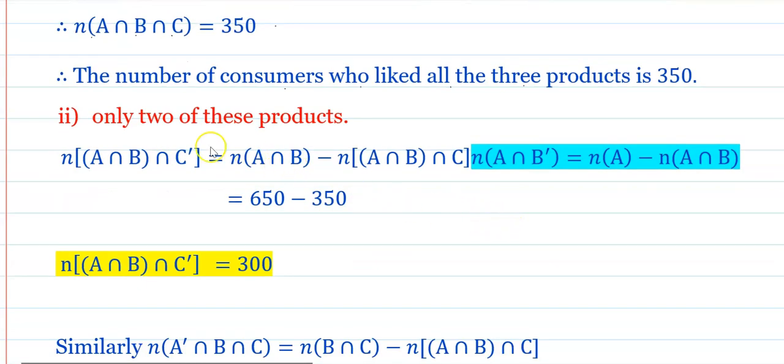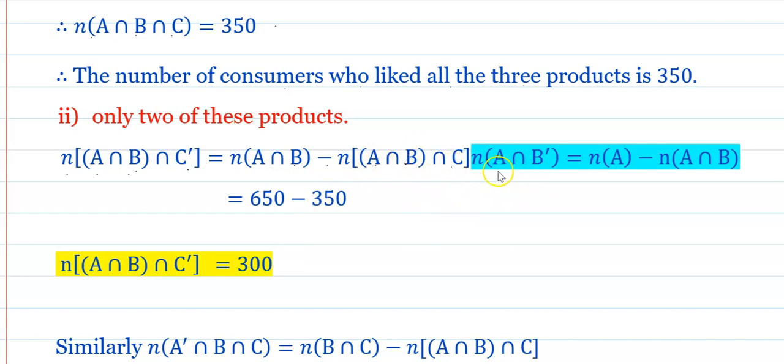Now next, only two of these products. Okay, now here see this, n of A intersection B intersection complement C, that means two are liked and this C is the one not liked, the third product they do not like. Then what is the formula here? n of A intersection B minus n of A intersection B intersection C. What is the formula here?